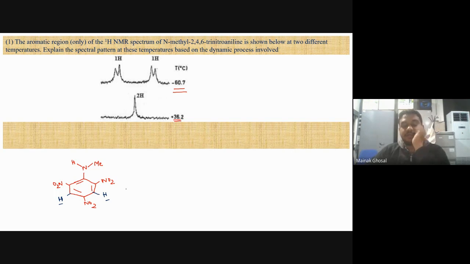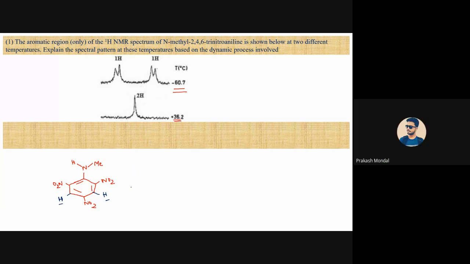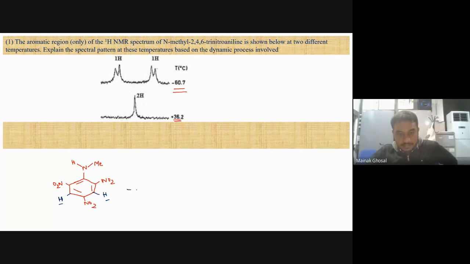But there is some reason that it is going in a slow manner. You need a barrier so that it cannot go fast. So what is the barrier? There will be resonance from the lone pair of nitrogen to the benzene ring. Exactly, correct.